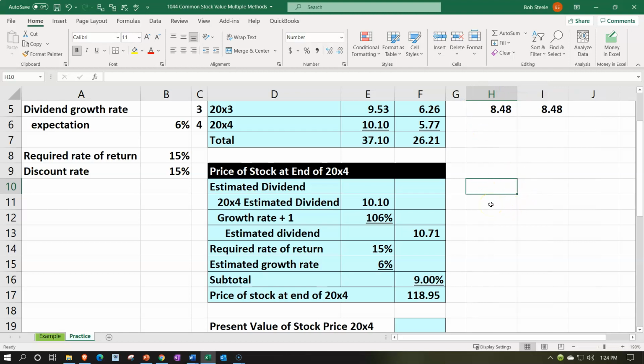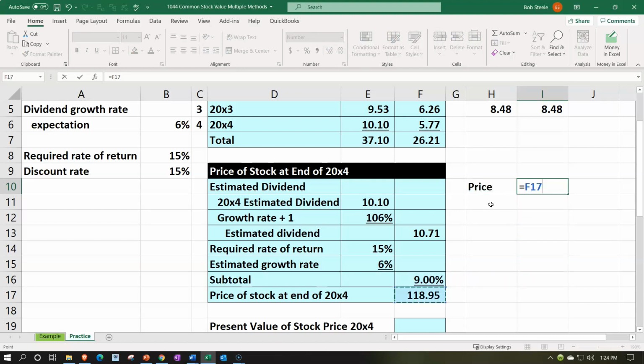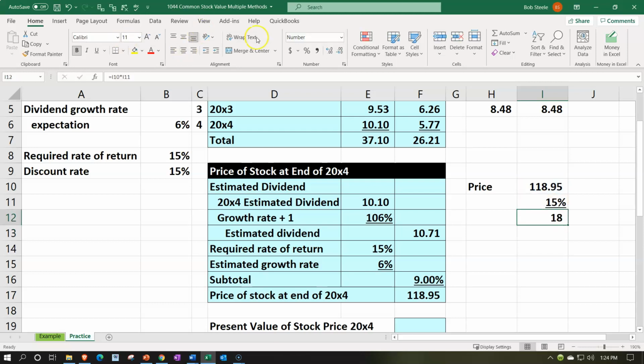You could say, okay, if the price is going to be that 118.95, I'm going to add some decimals, and we want a rate of return. The required rate of return is going to be then the 15%. So making that a percent, then underlining here, we want the 118.95 times the 15%, adding a couple decimals.